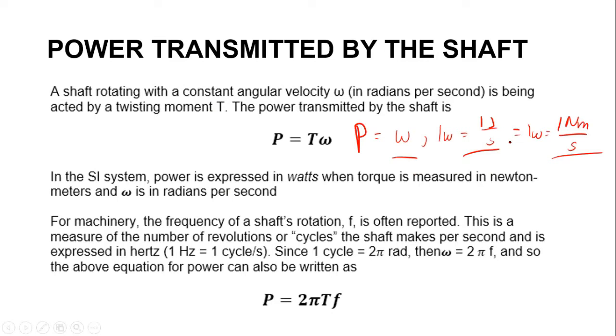Sabi naman dito, for a machinery, the frequency of shaft's rotation F is often reported. This is a measure of revolutions or cycle the shaft makes per second and expressed in hertz. Ang 1 hertz natin is 1 cycle per second. Since 1 cycle is 2 pi rad, then W is equal to 2 pi F. And so the above power equation can also be written as P is equal to 2 pi times T times F. So ito yung pwede nyong gamitin ibang formula. Depende na lang dun sa given kung anong formula yung i-apply ninyo.